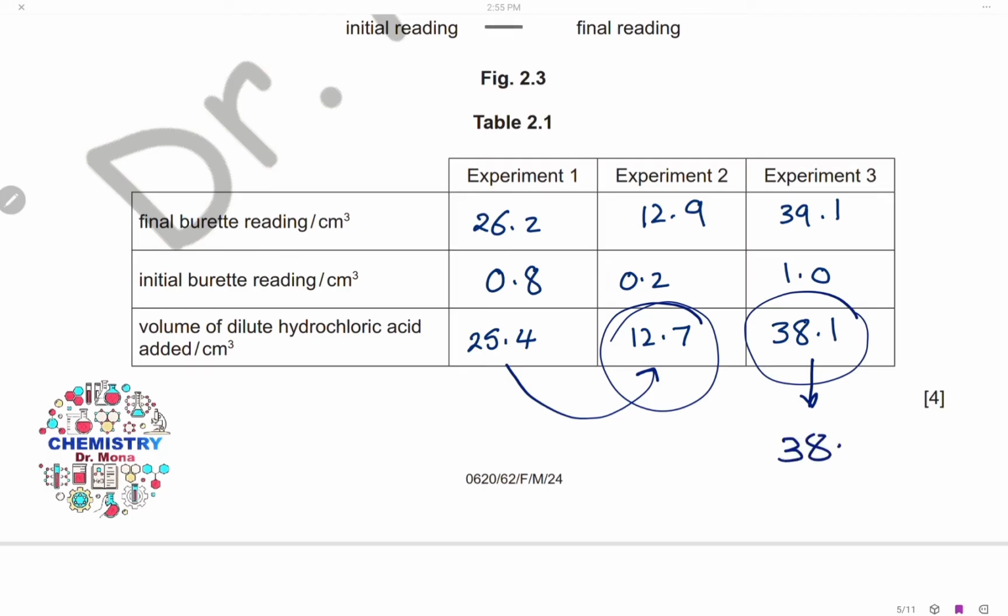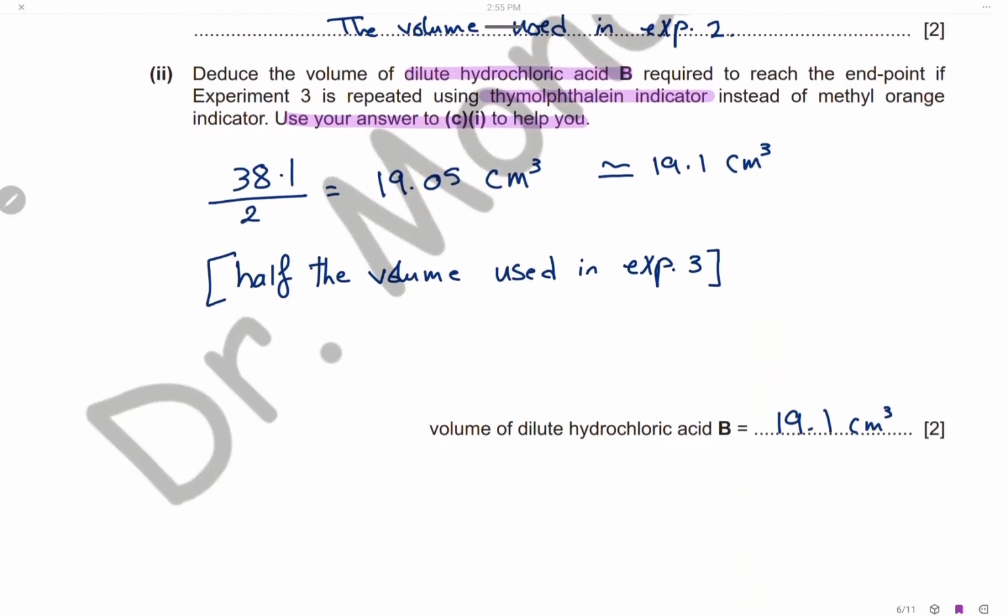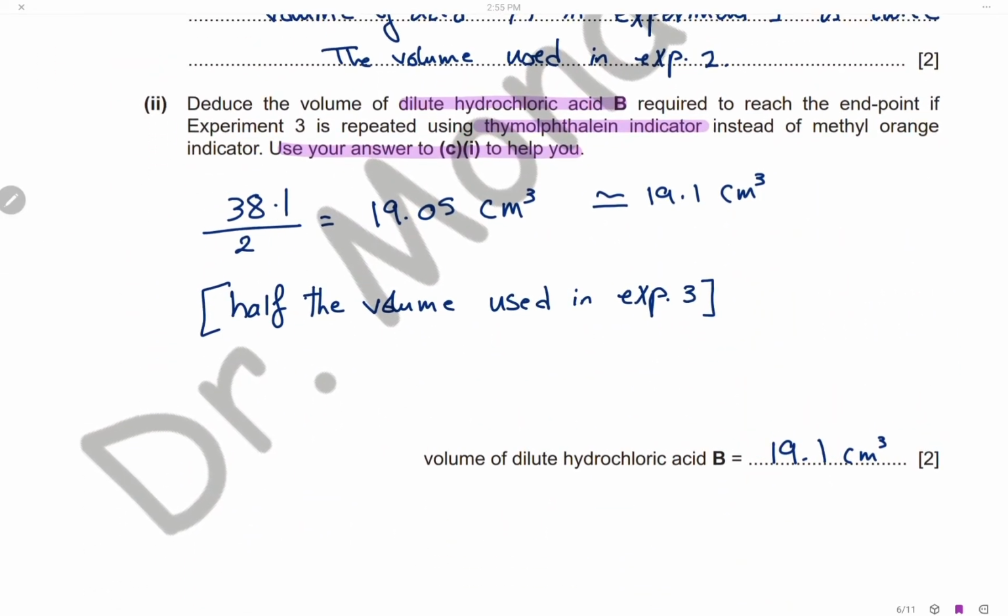So we will divide 38.1 by 2 to get the volume used if we change the indicator from methyl orange to thymolphthalein. So here, what will happen in experiment 3 if we change the indicator? We will have to use half the volume used in experiment 3, which is 19.05 centimeter cube, which can be rounded to 19.1 centimeter cube. Half the volume used in experiment 3 is 19.1 centimeter cube.